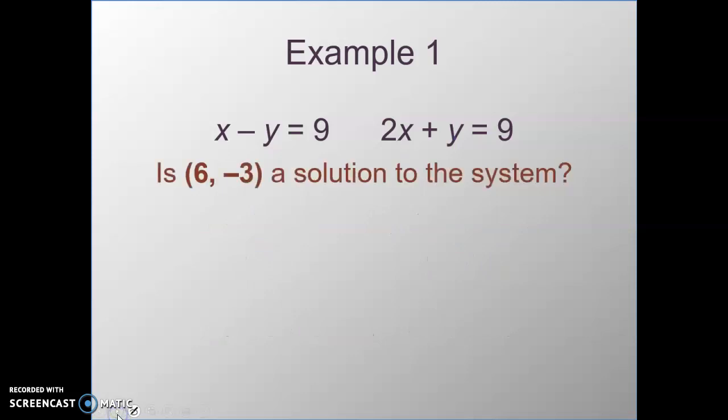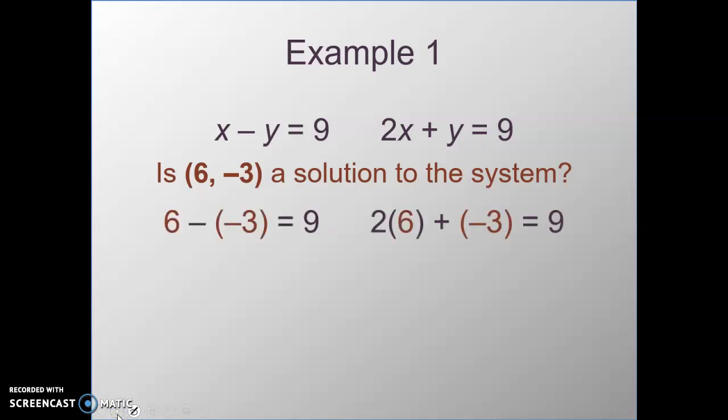So let's find out what a solution to the system might be. Let's try 6, negative 3. We're going to plug those in and evaluate. So go ahead and plug and chug. Try this on your own. Pause the video, come back and see if you're able to find the answer.